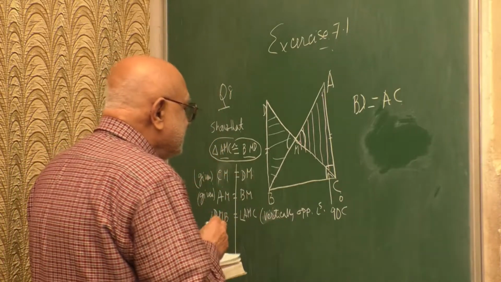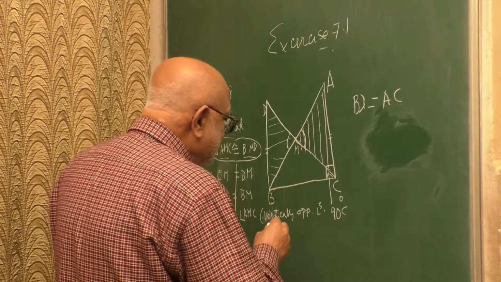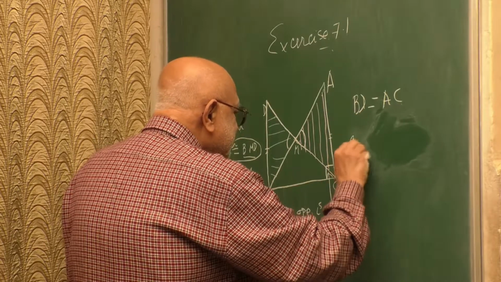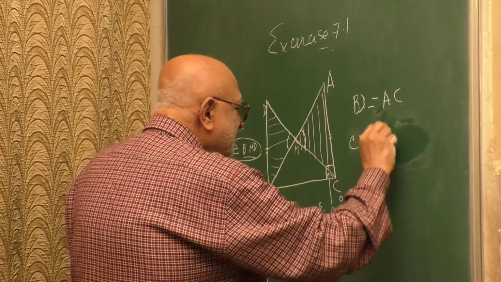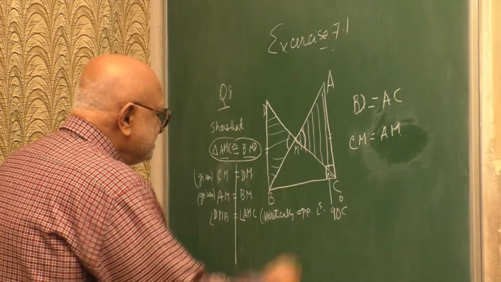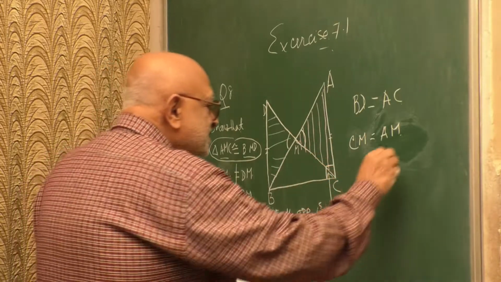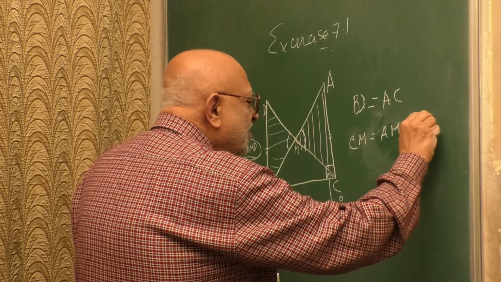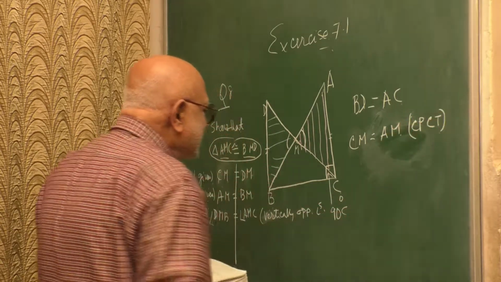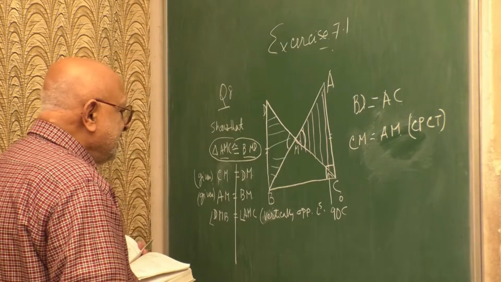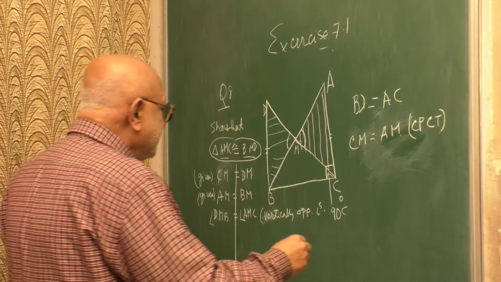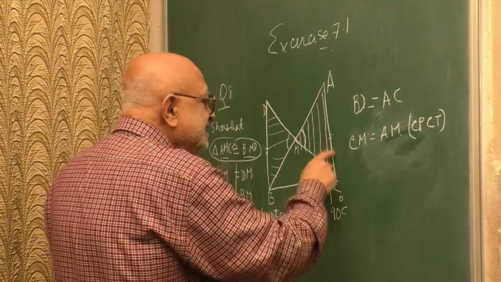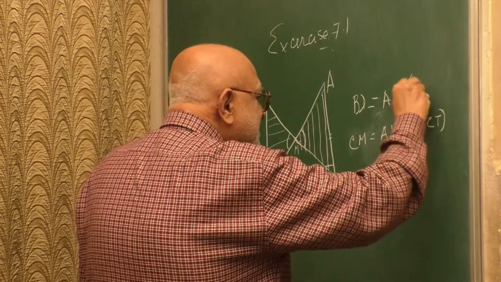The second thing, this is very important. It has been given, I can also take CM is equal to AM, right? This is correct, because this is congruent, corresponding parts of congruent triangles. I can take that. BD and AC I have taken. This is also a CPCT.